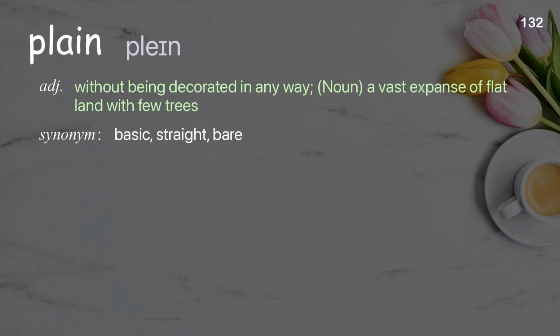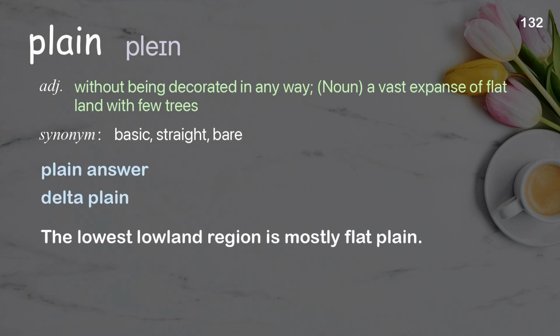Plain. Without being decorated in any way, noun, a vast expanse of flat land with few trees. Examples: Plain answer. Delta plain. The lowest lowland region is mostly flat plain.